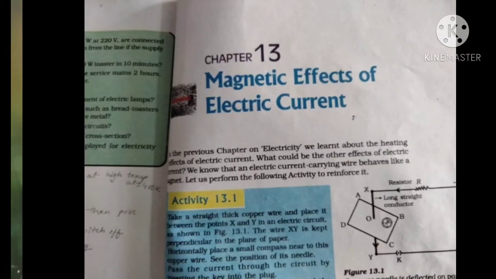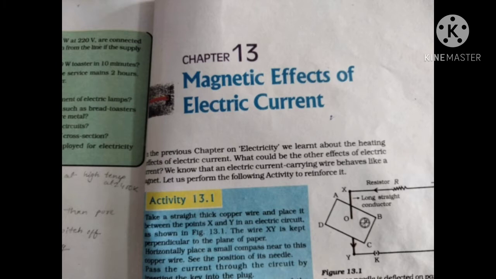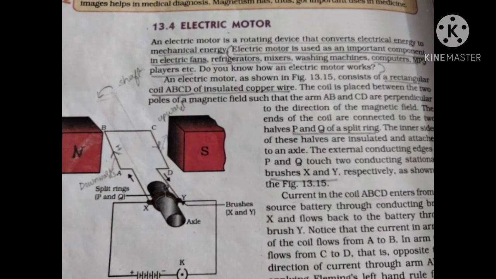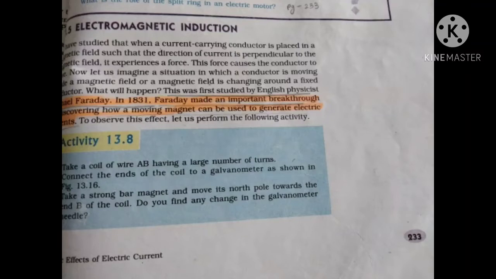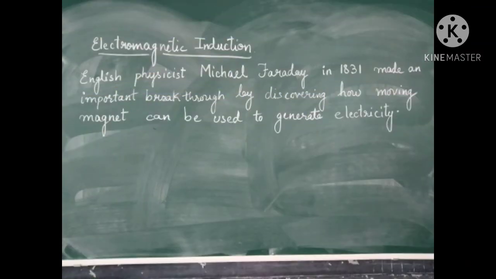We were doing chapter 13, magnetic effects of electric current, and in our last class we did electric motor. Now in this class we will be doing electromagnetic induction. English physicist Michael Faraday in 1831 made an important breakthrough by discovering how a moving magnet can be used to generate electricity.